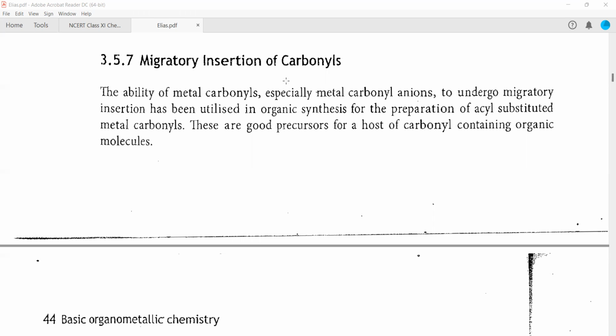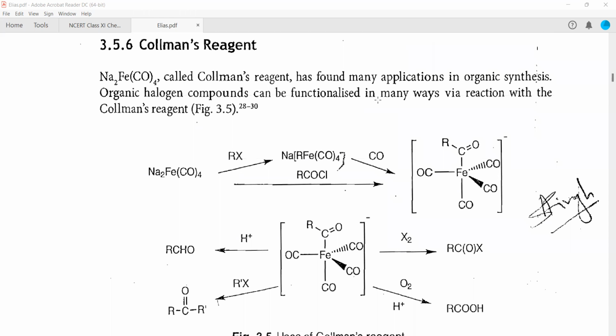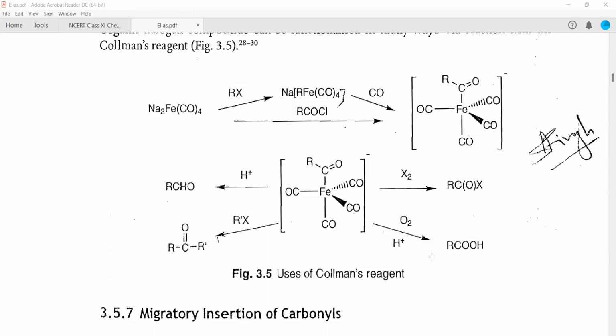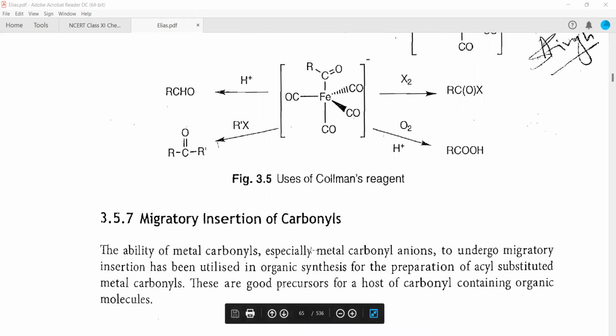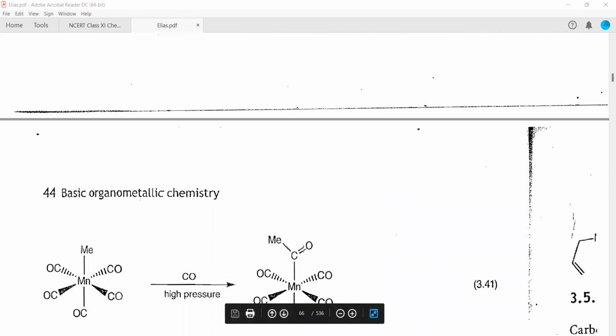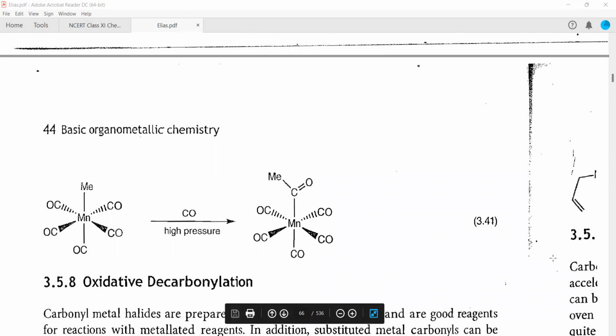It comes in handy. Here also you can see that migratory insertion is happening, right? And as a result, whatever compounds you're synthesizing have a carbonyl unit in them. So that is what we are trying to see. Equation 3.41 tells you what you need for this insertion of carbonyl into the metal alkyl bond. So this is a metal alkyl bond, and you need to put carbonyl inside this bond.